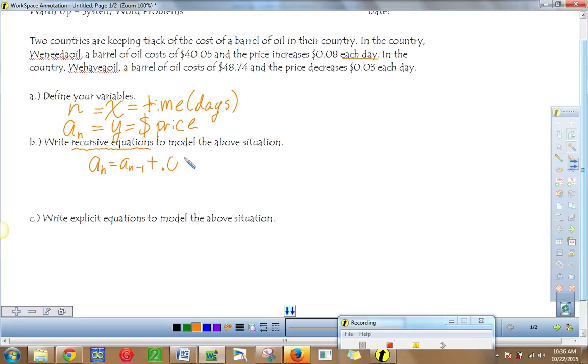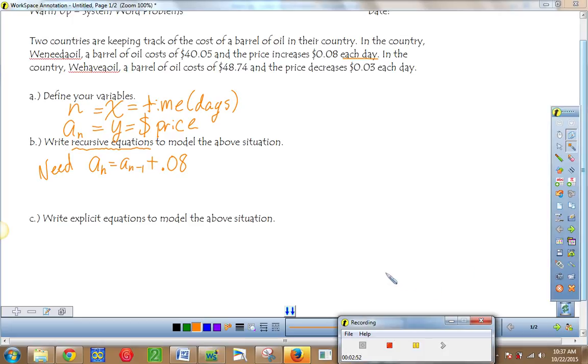Plus 0.08. Which country is this for? The we need oil. So, we need oil. It's going up by 8 cents every day. And then what else do we need? We need the first term or the initial. Which one did they give us? This is the initial. Okay, so a sub 0.